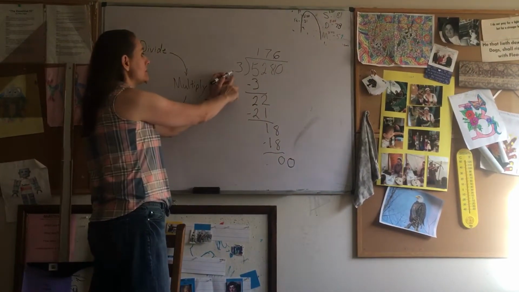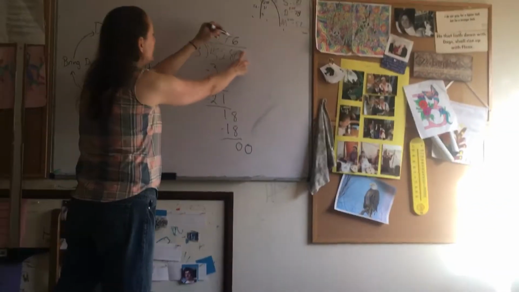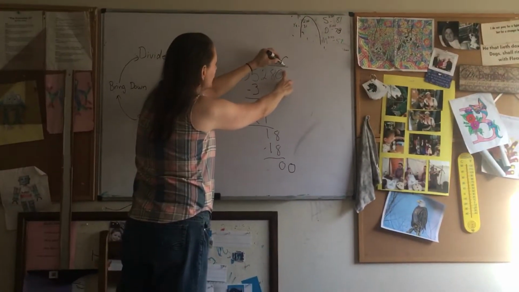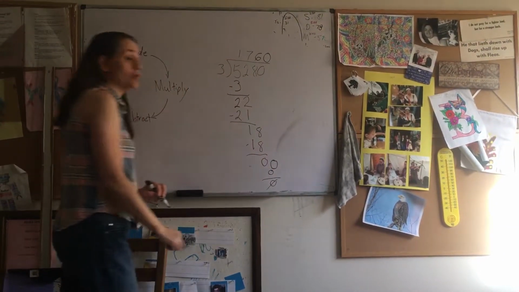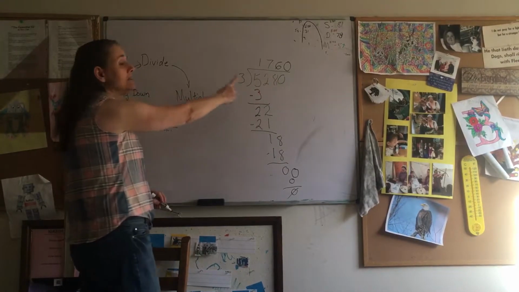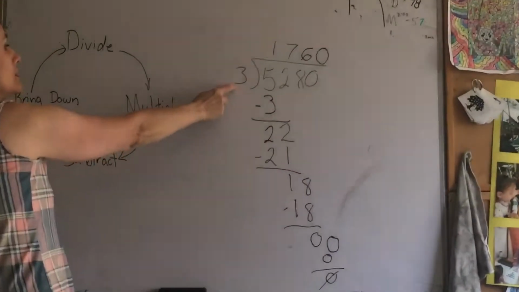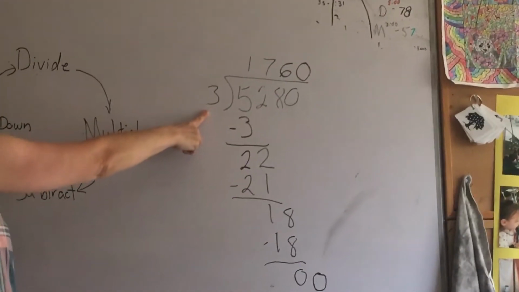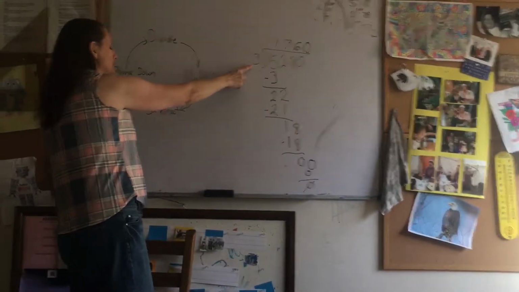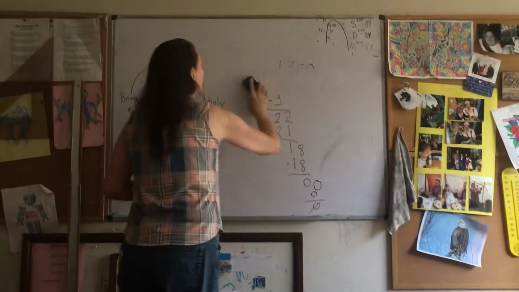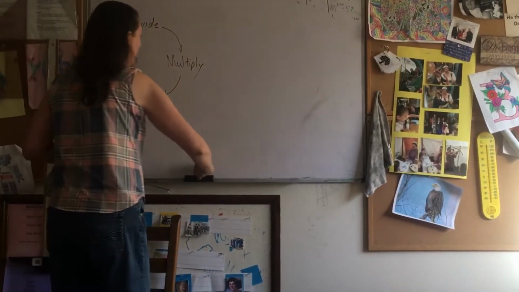How many times does 3 go into 0? 0. So we put that right above the 0 we just brought down. 0 times 3 is 0. And we have no remainder. So 5,280 divided by 3 is 1,760. This is with a one-digit divisor. Okay, so let's try a two-digit divisor and see what's different about that.